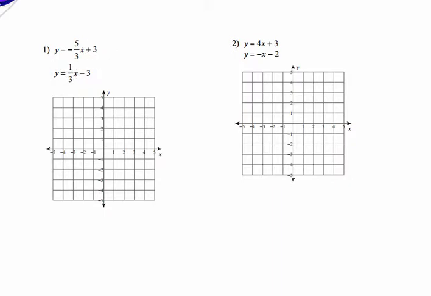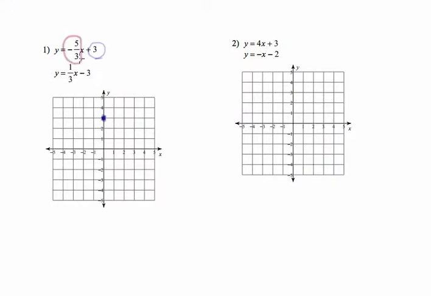The first thing is to identify the y-intercept. So for line 1, problem 1, it's that number 3. So I'm going to put a dot at 3, which means that on the y-axis, there's a 3. Next, I'm going to look at the slope. The slope is the number I'm about to circle in red.